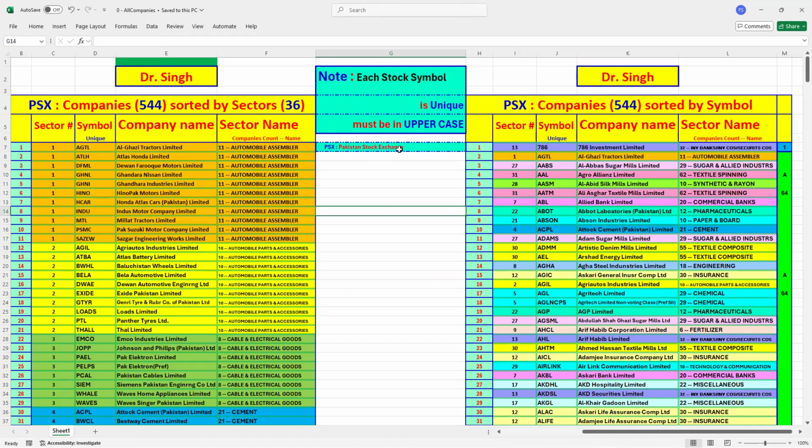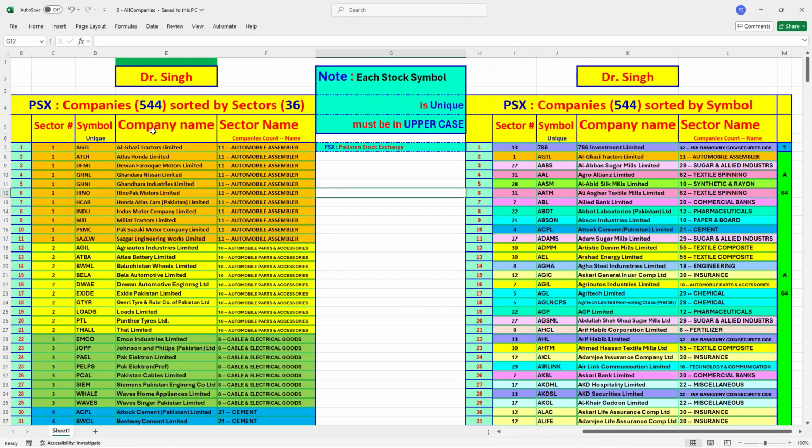PSX refers to the Pakistan Stock Exchange. This is a company that monitors other companies, not in extreme details, but in general overall picture it looks at each company and things like that. In Pakistan, there are 544 companies. Watch the mouse. And PSX is one of them. So that means there are other 543 companies in Pakistan.